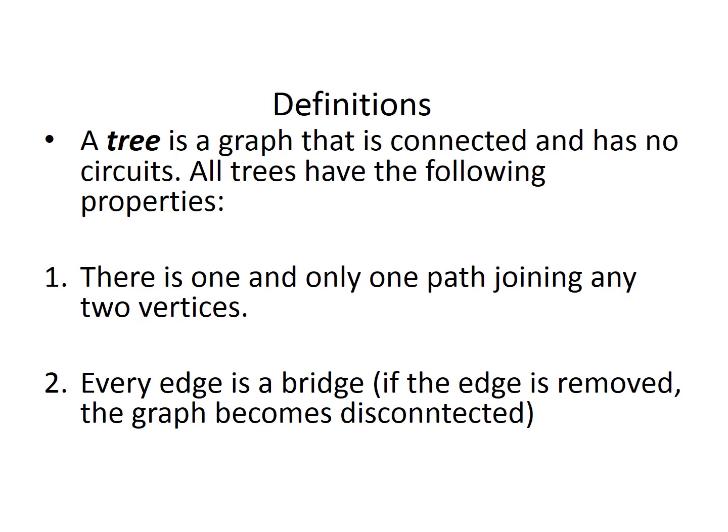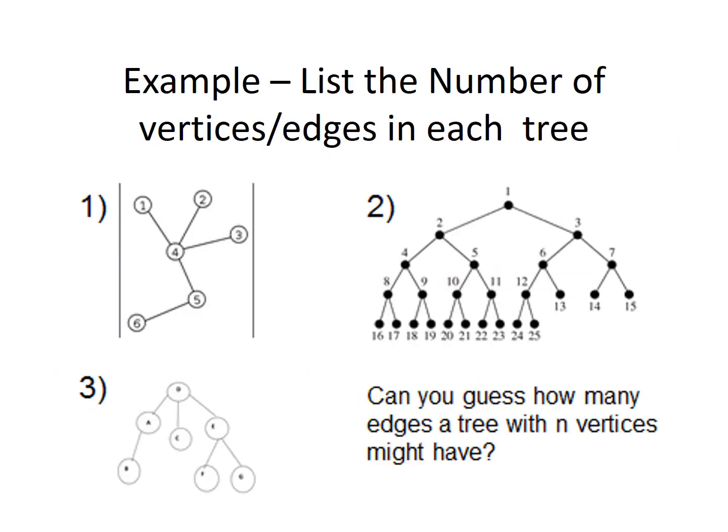There is one and only one path joining any two vertices. Every edge is a bridge, and we mentioned that a bridge is an edge that, if it's removed, the graph becomes disconnected. So the following are trees because they don't have any circuits and they are connected graphs.